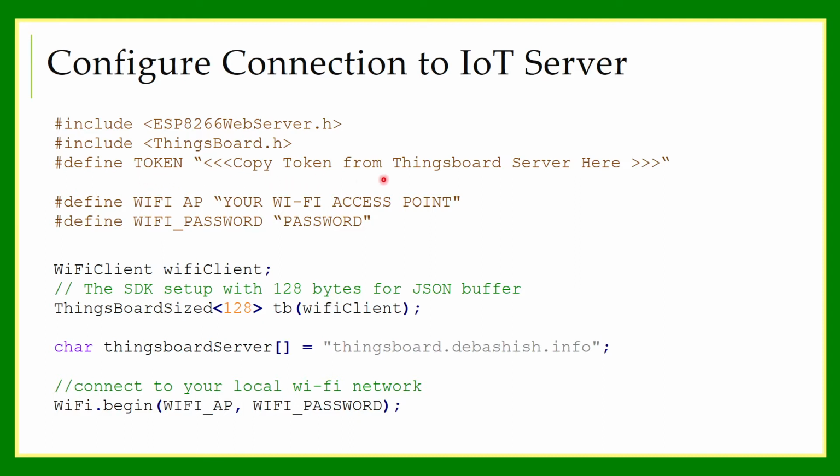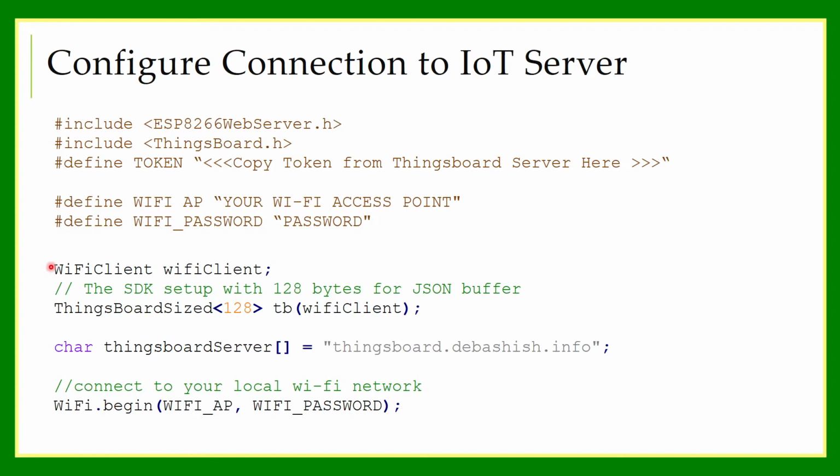Then this token, we have to copy this token from the backend of the Thingsboard API from the web server. This token is different for every device you create, and depends on your instance, so it is a secret. And then for the Wi-Fi, you have to add the name of your Wi-Fi access point that you have, and you have to set the Wi-Fi password.